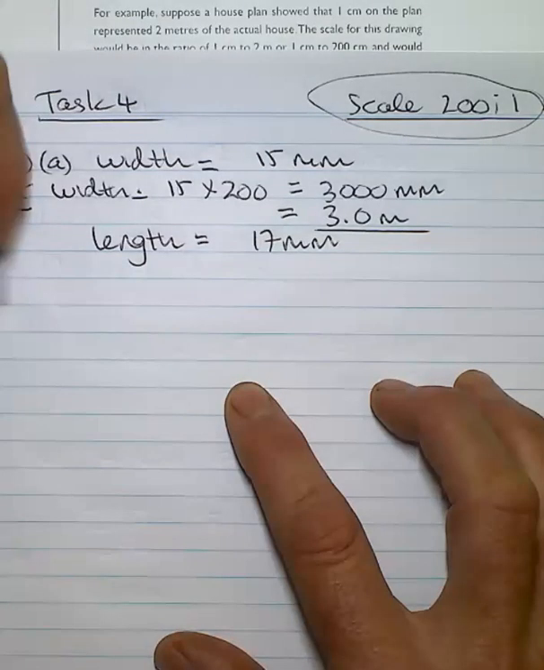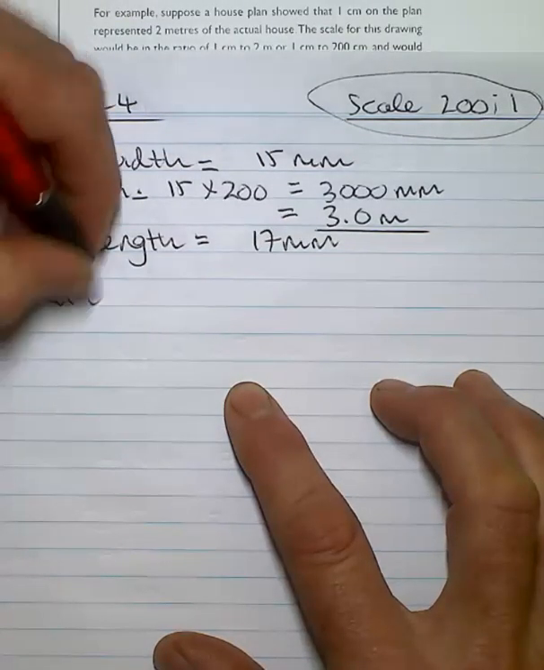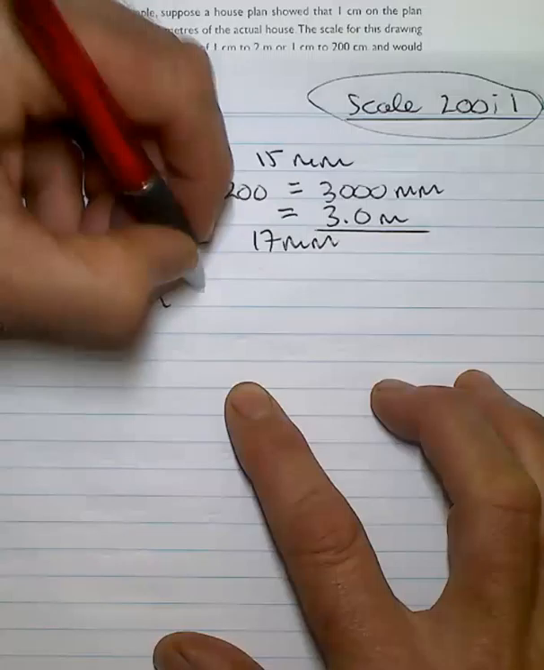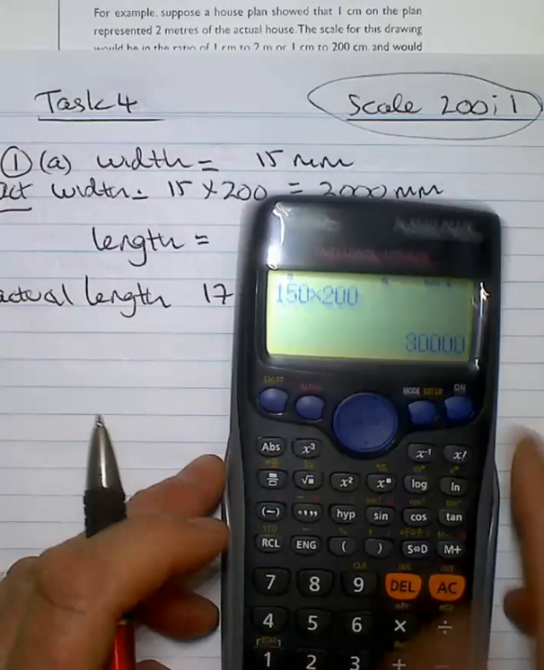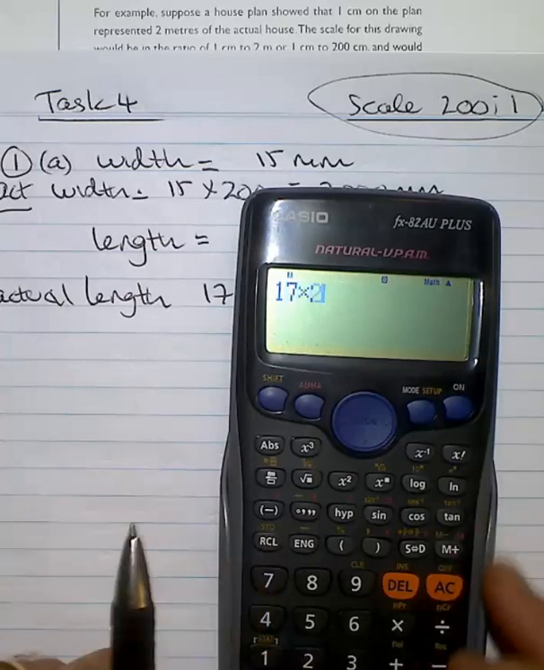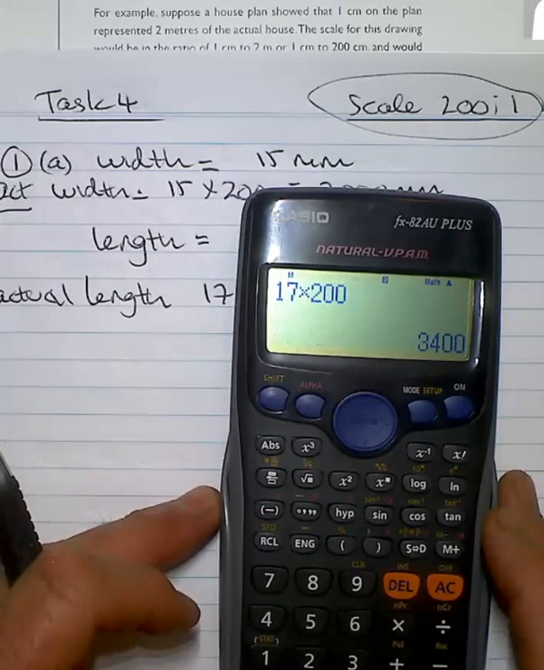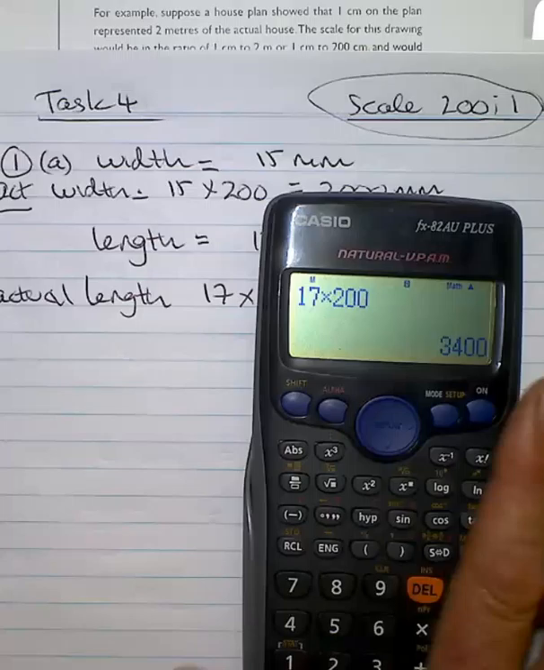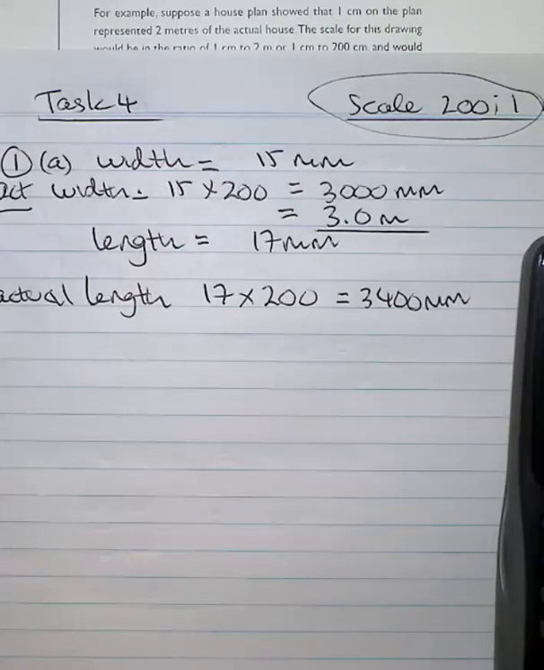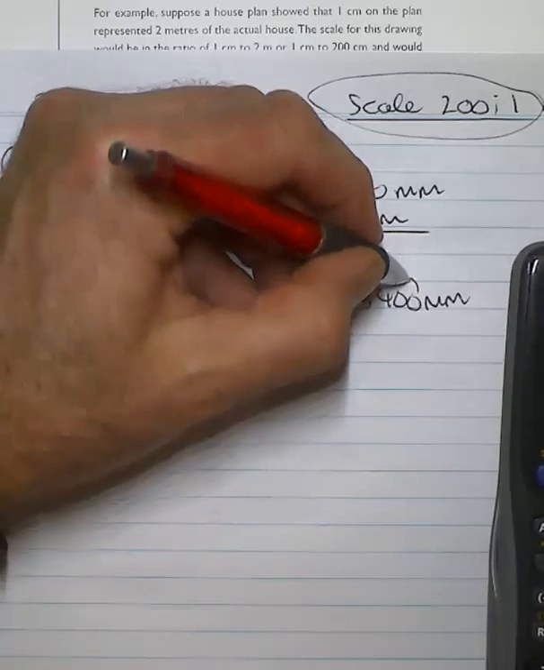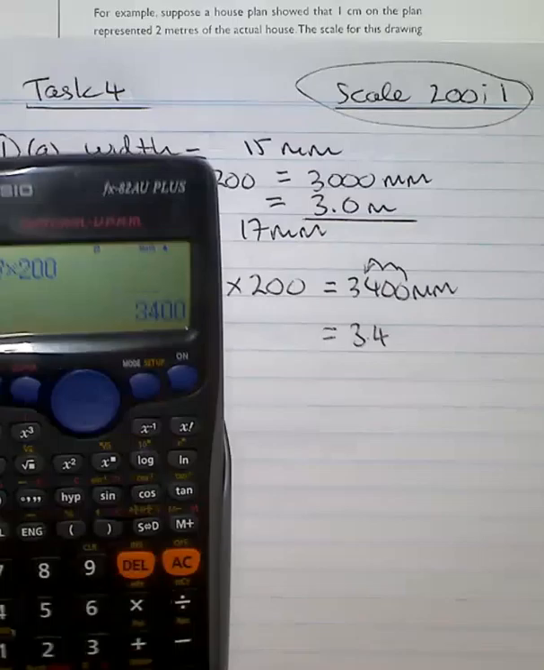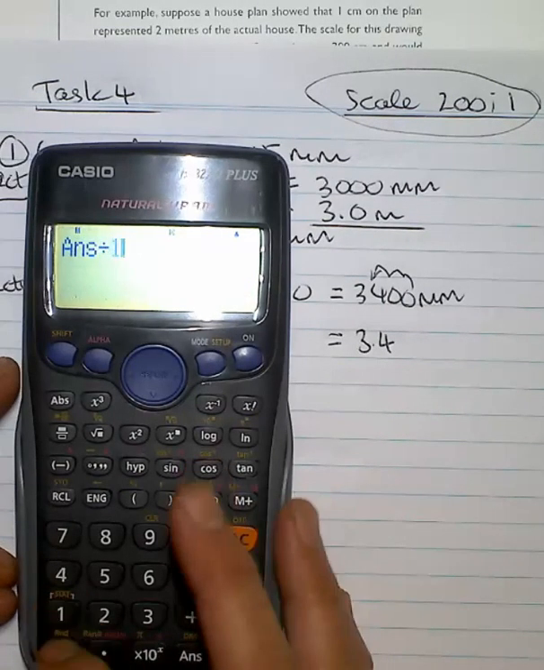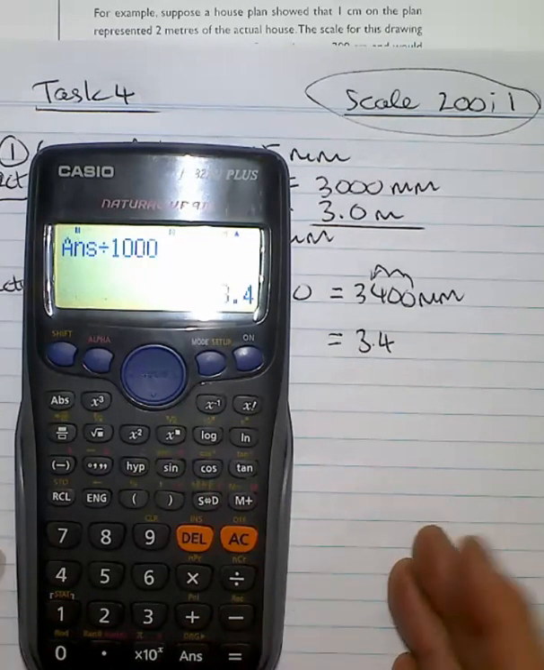The length, in a similar way, is going to be 17 by 200. I'll use my calculator here. Gives me 3,400 millimetres. Or, moving the decimal place back 3 times, or if you wish, divide by 1,000. Gives 3.4 metres.